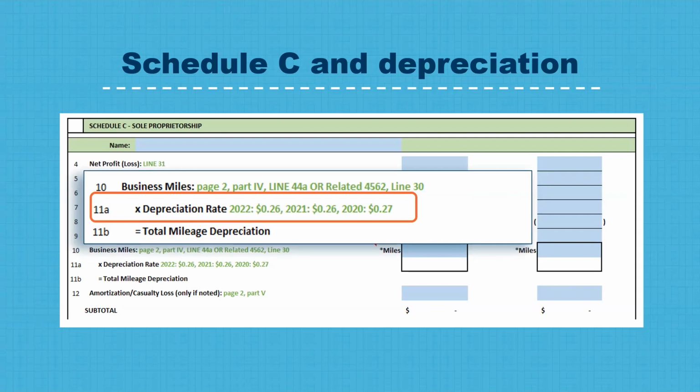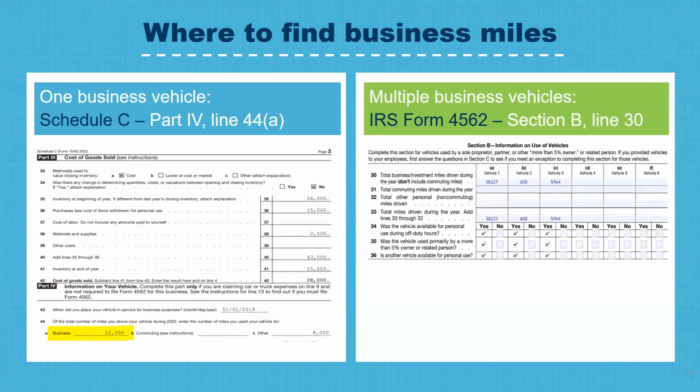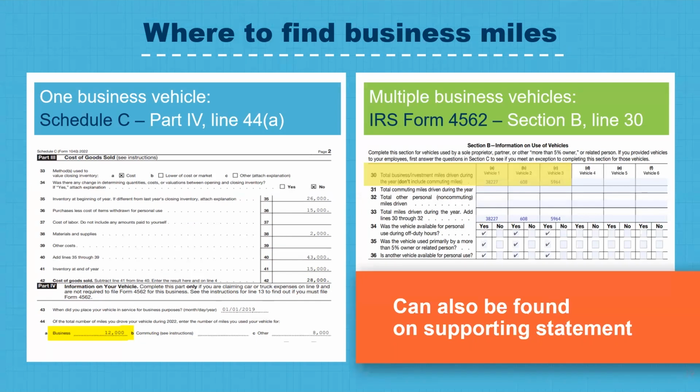But where do we find business miles? We already know that vehicle business miles can be found on page 2 of Schedule C on line 44A. But did you know that if your borrower has more than one business vehicle or is filing special depreciation, then mileage will be reported on IRS Form 4562, Section B, line 30, and many times can be found on a supporting statement.